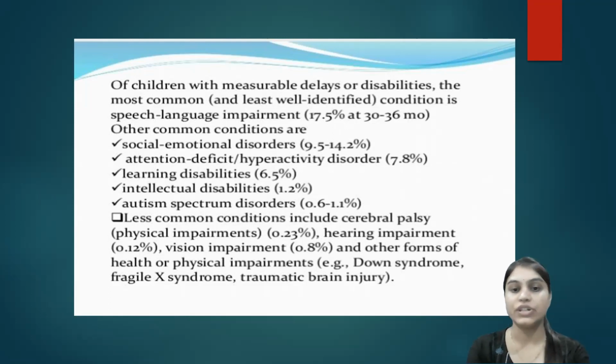Less common conditions include cerebral palsy, physical impairment, 0.23%, hearing impairment, 0.12%, vision impairment, 0.8%, and other forms of health or physical impairment, for example, Down syndrome, Fragile X syndrome, and traumatic brain injury.